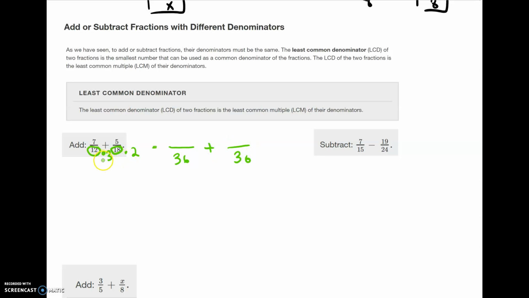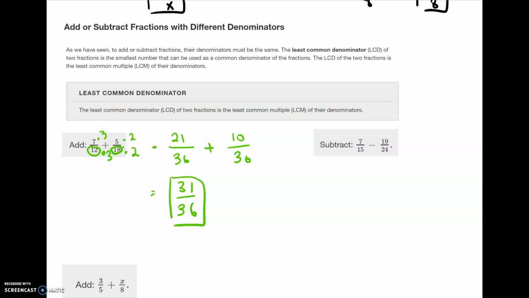Since I multiplied the denominator, the 12, by 3, that means I need to multiply the 7 by 3. And since I multiplied 18 by 2, that means I need to multiply 5 by 2. So 7 times 3 is 21, 5 times 2 is 10, and so I would end up with 31 over 36. I really can't simplify that, so I'm just going to keep it as 31 over 36.